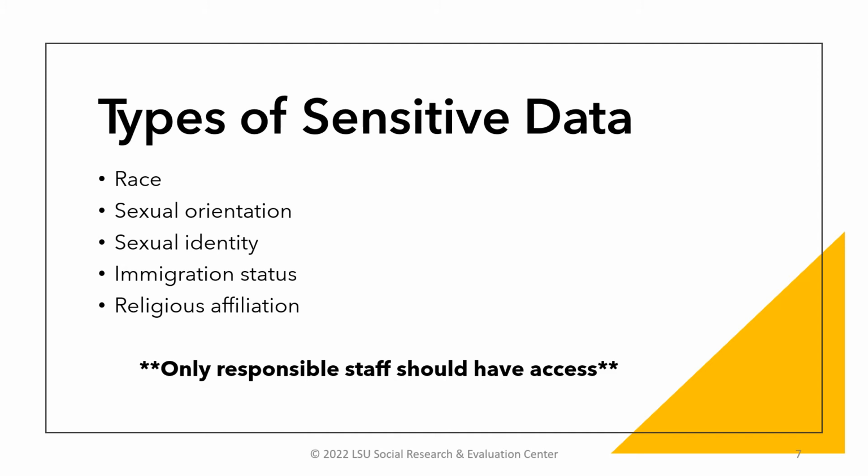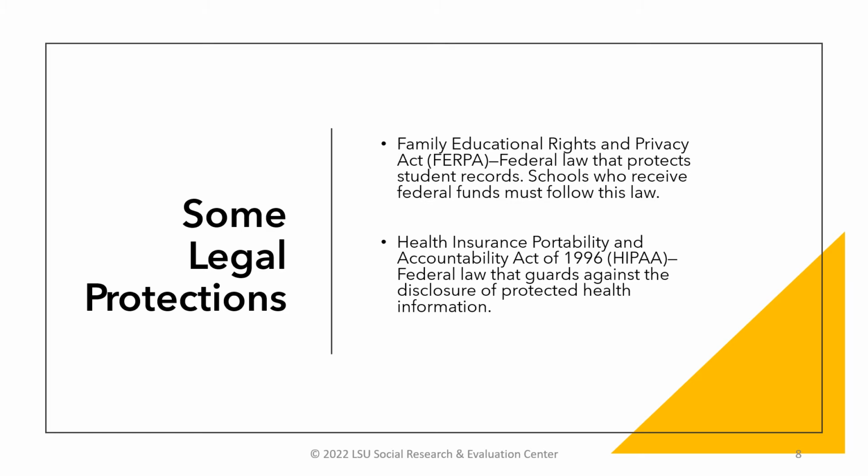The types of data that you might be collecting during intake or registration from your clients and program participants include race, sexual orientation, sexual identity, immigration status, and religious affiliation. Both PII and sensitive PII are federally protected. You should be familiar with FERPA, which provides protection for educational records, and HIPAA, which protects medical records. Get to know these statutes and rules that govern each.